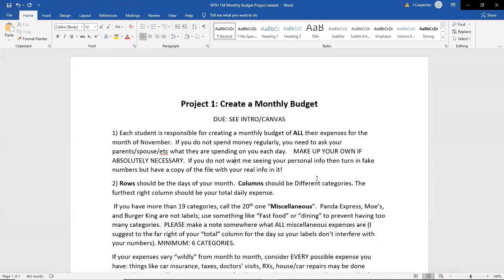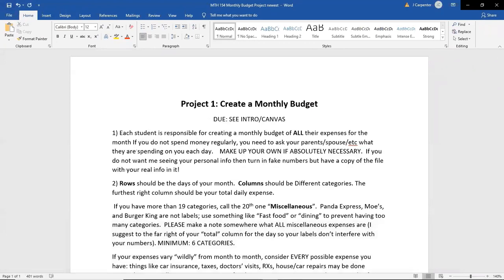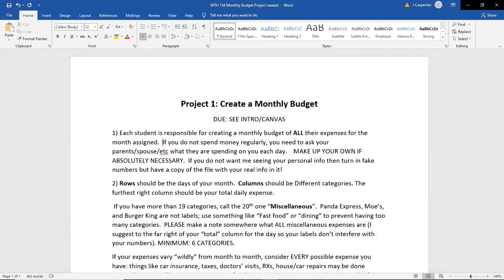Each student is responsible for creating a monthly budget of all of their expenses for the month assigned. Now, it does not have to be a specific month. Now, you notice that I had November written there. So once in the past, it was the month of November. I've done the month of February. I've done the month of June. I've done split months, like say January 16th to February 15th, or December 20th through January 19th, something like that. So that will also be something that is detailed in Canvas and in the intro. You'll find this file in Canvas where it will have your exact dates.